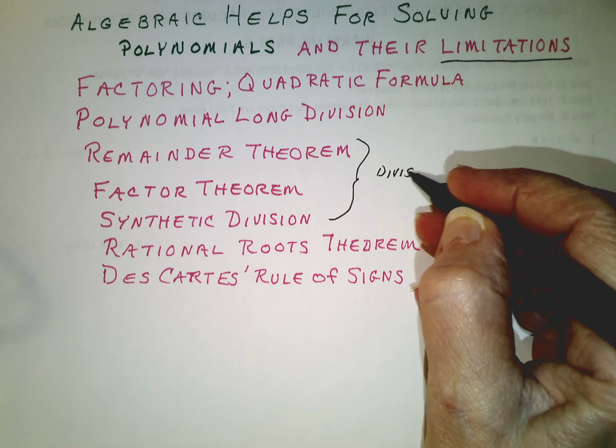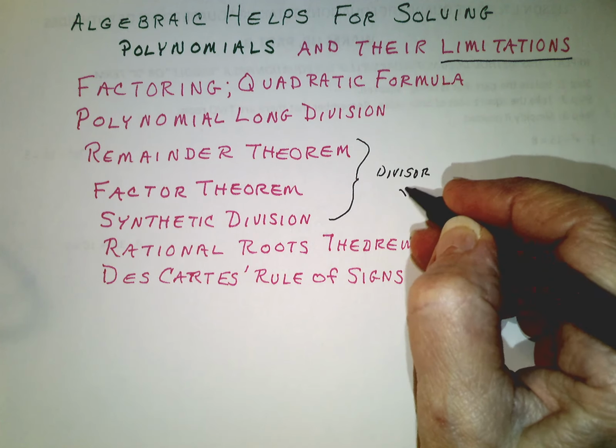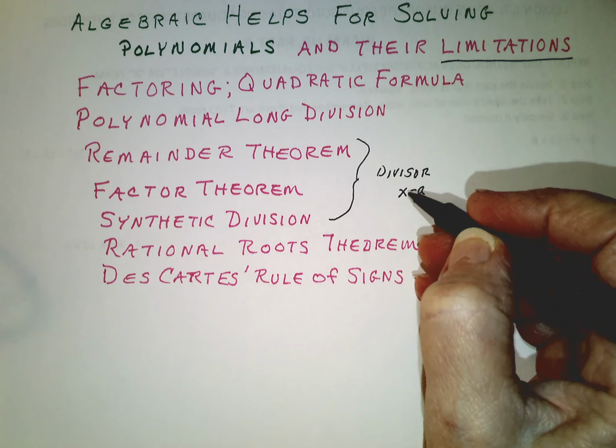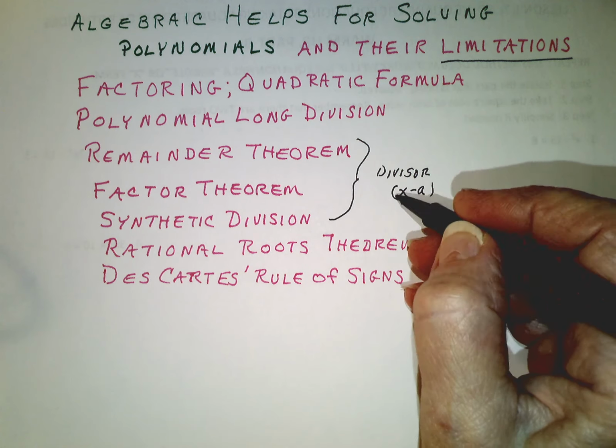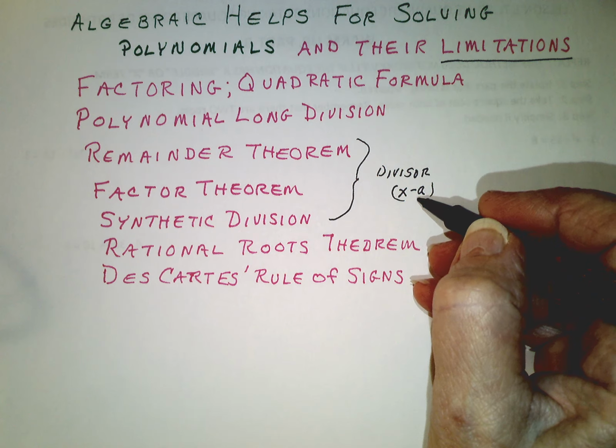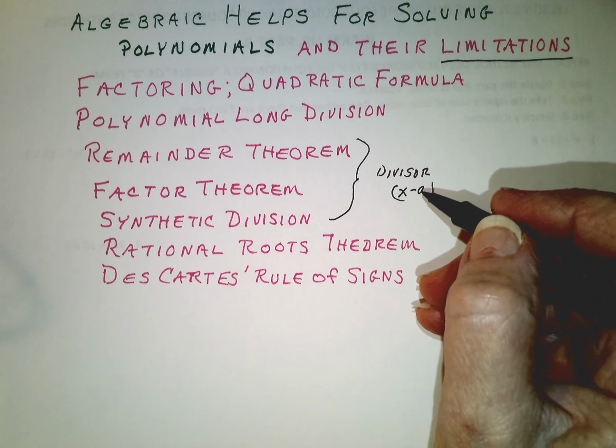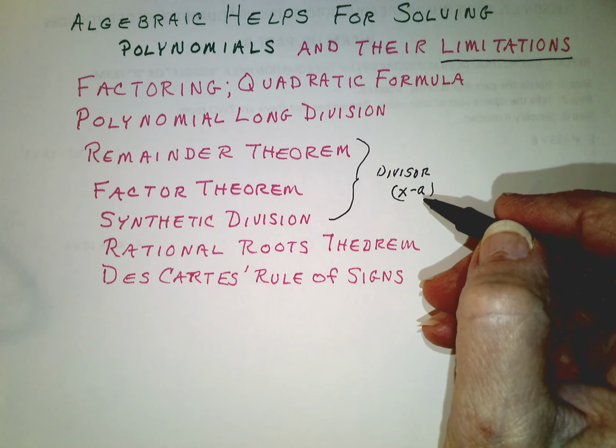The only trouble is that for all three of these, what you were dividing by had to be of the form x minus a. It had to be two terms, had to have a leading coefficient of 1, and so that did not take care of all the possibilities.